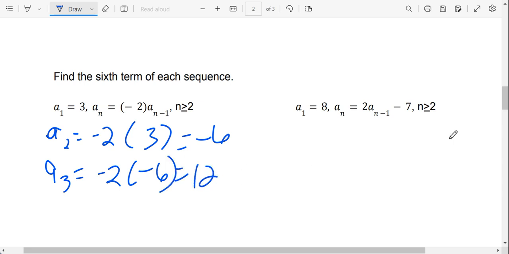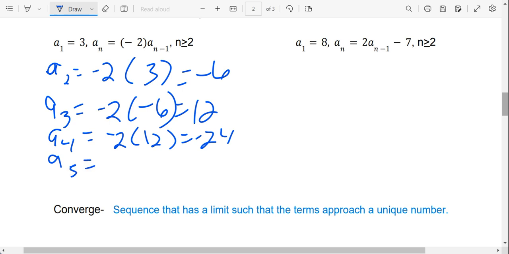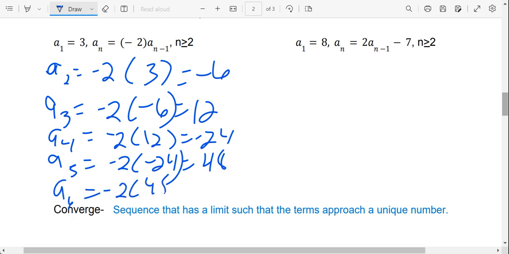Next, throw in a sub 4. You make sure I have space. A sub 4, negative 2 times 12 is going to be negative 24. A sub 5, negative 2 times negative 24 is 48. A sub 6, negative 2 times 48 is negative 96. There we go. We got it. So that's the sixth term. See? We got 1, 2, 3, 4, 5, 6. There we did it. Next one.